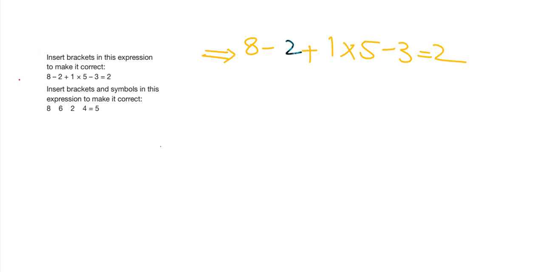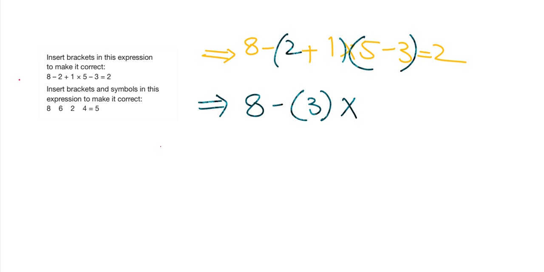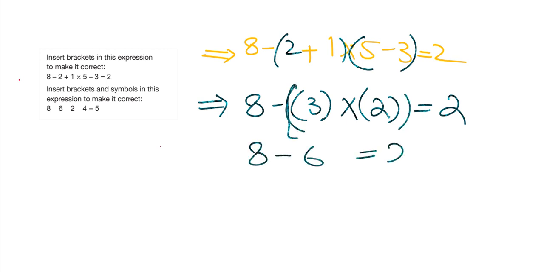Okay, let's work out one more thing. If we put brackets over here, yeah, we get 3 times with 2. So again, if you put brackets over here, you get 6, and the answer we got is 2. So that's the right thing. So we have to put double brackets over here.